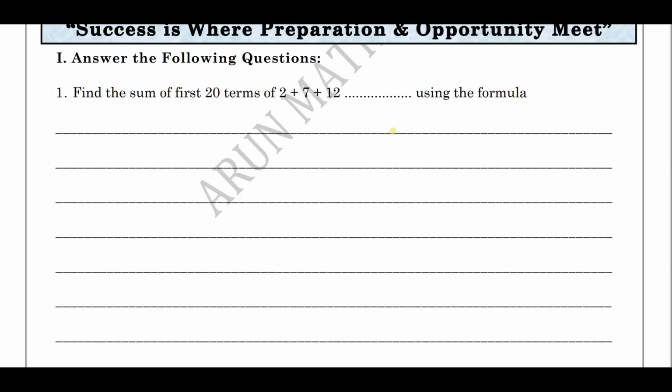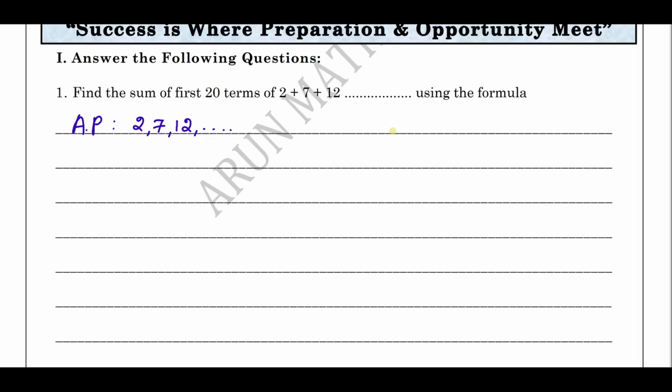First question: find the sum of first 20 terms of the AP 2 plus 7 plus 12 using the formula. Here, dear students, write down the given AP. What is the given AP? Given AP is 2, 7, 12 and so on.